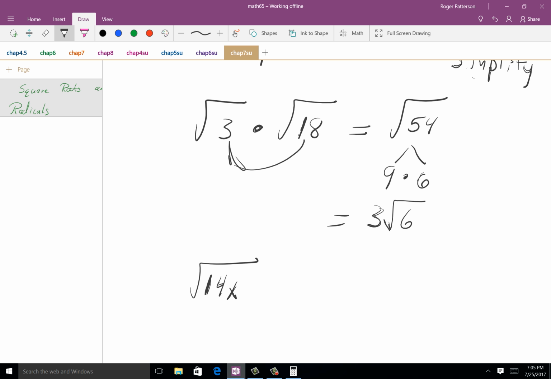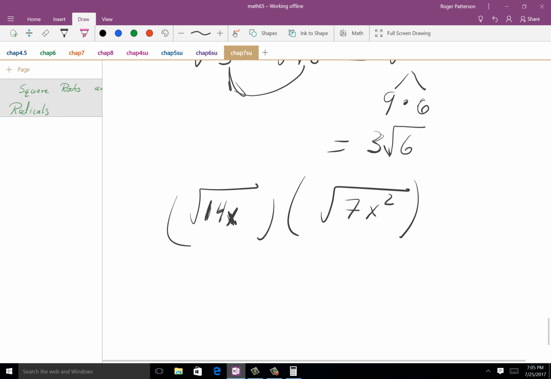We'll put a variable inside here this time. Okay, so now we have a square root of 14x and a 7x squared. So I need to go 7 times 14 first of all. What does that equal to? 7 times 14, 98. So we have 98x. X and x squared is going to give us x cubed. Good.